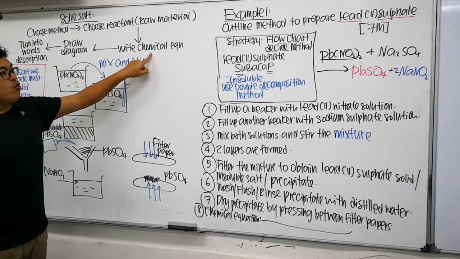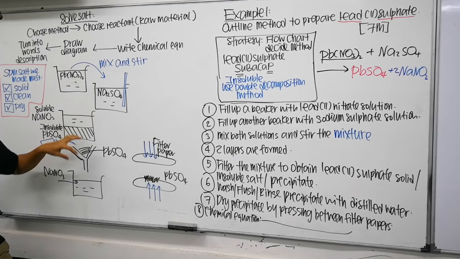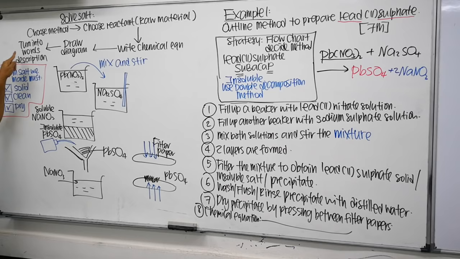After you write the equation, you know exactly who is reacting. Then you come to do a simple sketching of a diagram like this. After you have all this picture, you change all this picture into a written story. You get the picture? This is what you should do.